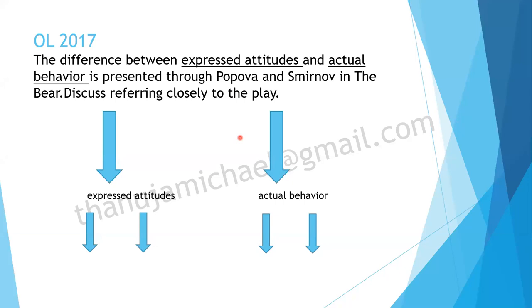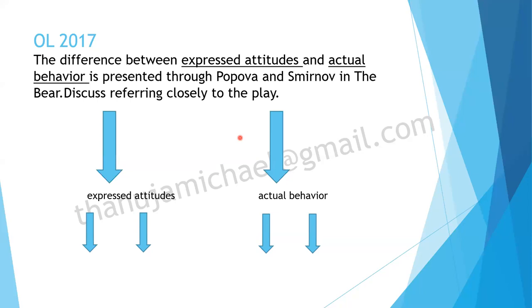At a point, Popova says she hates Smirnov. But then finally, what do we see? Luka, you are not to give any oats at all. This horse in literature is a symbol of strength. At the beginning, two times she says, Luka gives some oats to Toby. Towards the end, she says, you are not to give any oats. That is the last sentence. So that also shows the expressed attitude and the actual behavior.